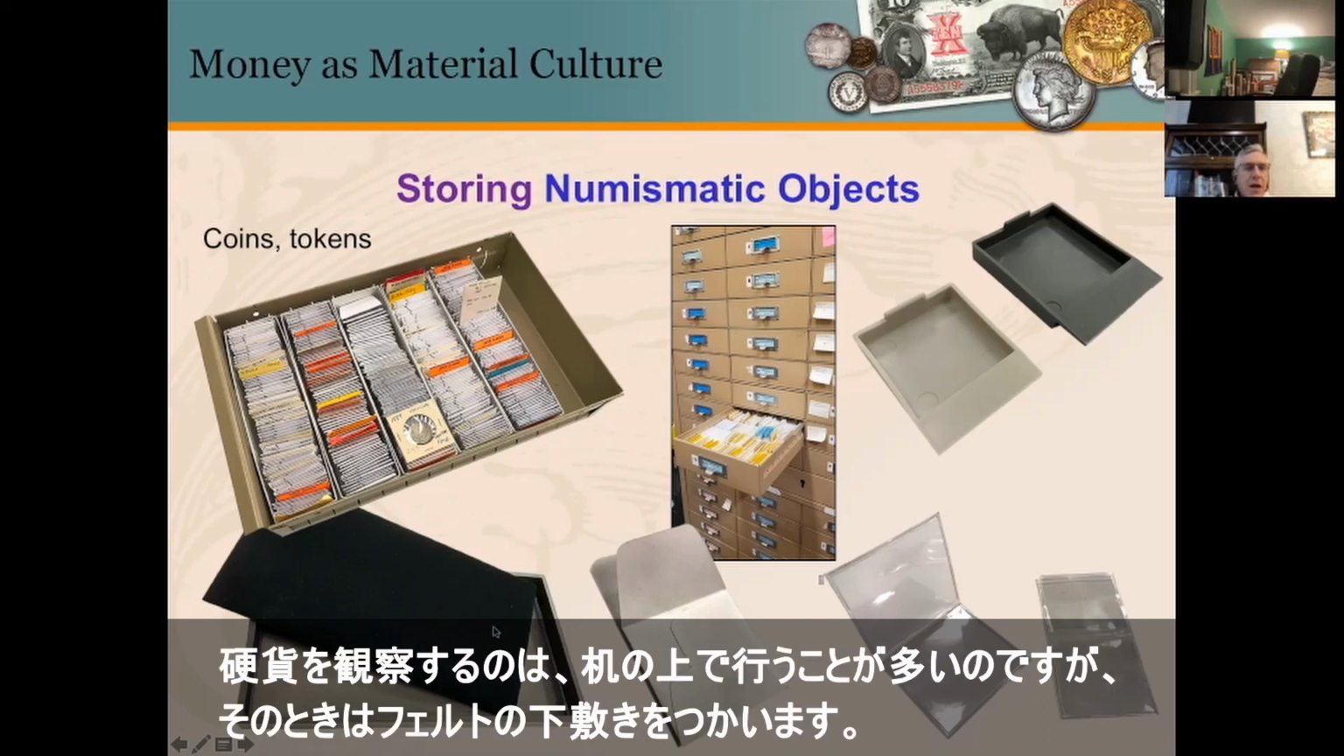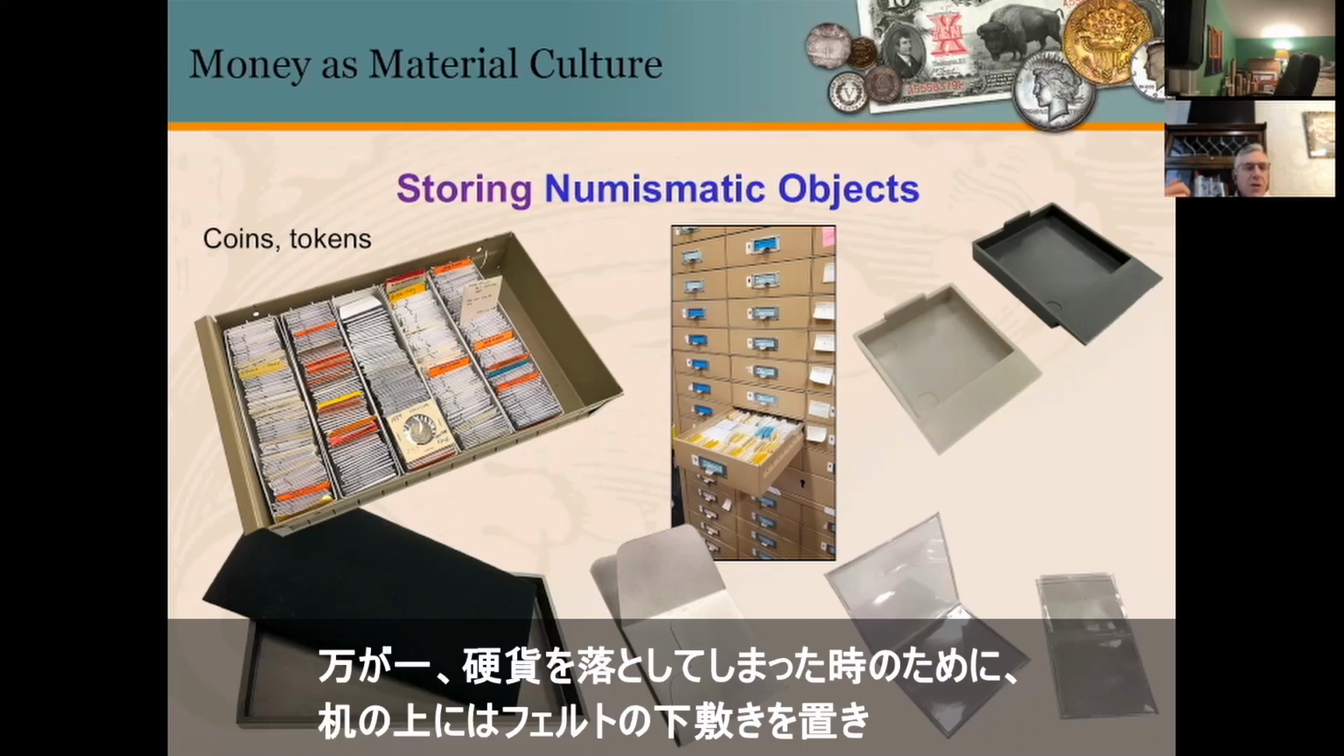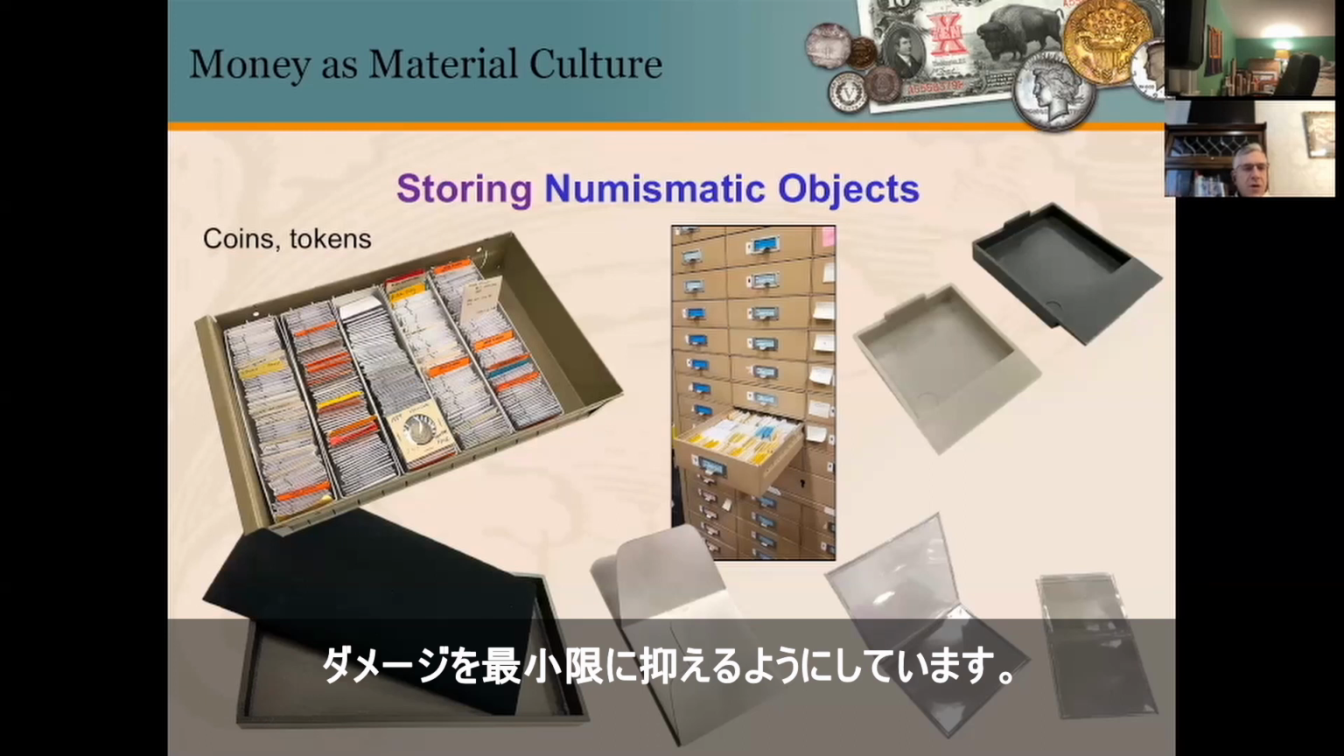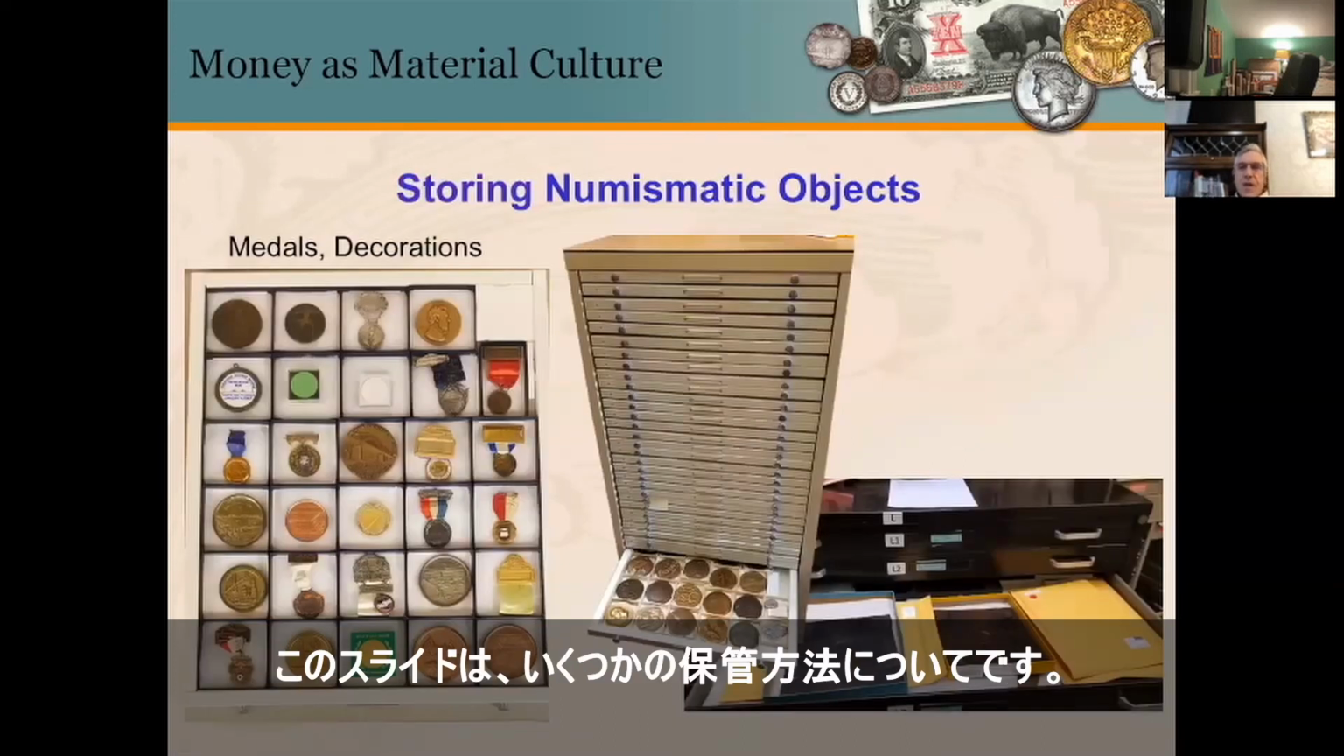As well, we use felt trays to hold the coins underneath. Whenever we're viewing coins, we typically do so over a table, and then we have a felt pad on the table just in case you drop the coins, to minimize damage. Now here we have some different storage methods.